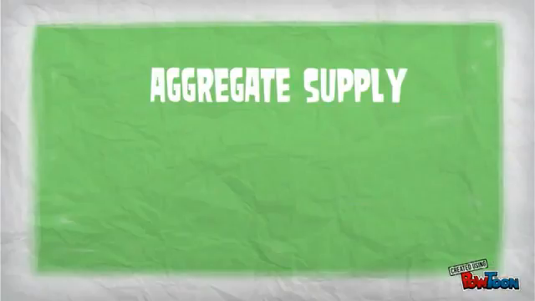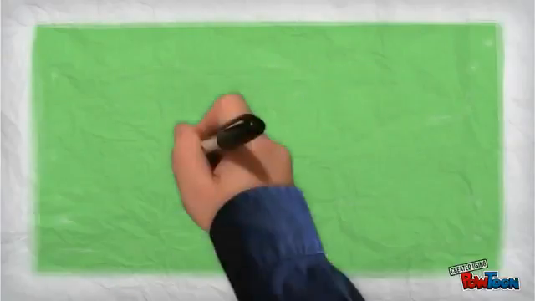Now AS, aggregate supply, we don't know that as well as we do AD. Don't worry, it's a very easy definition, very simple. It's practically the volume of goods and services produced within the economy at a given price level. It's the ability of an economy to deliver goods and services to meet demand.